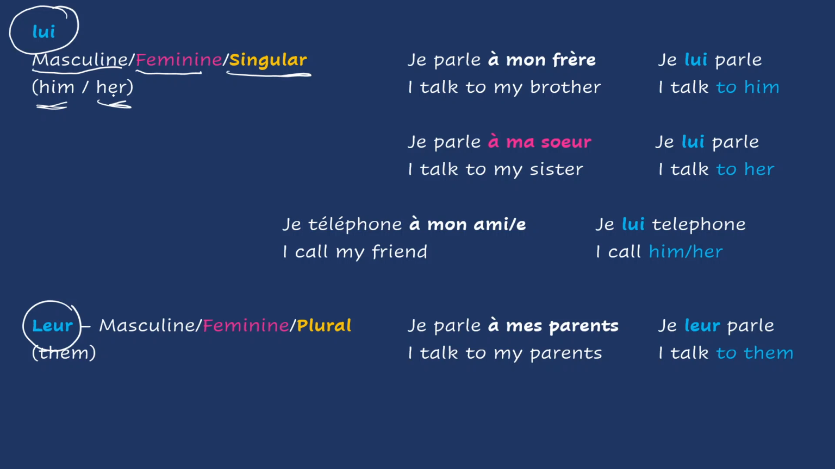For example, je parle à mon frère. You see the verb and then you add the preposition à. I choose to use that verb because it's obvious in English, it is to, so it's easier to remember and to recognize. Je parle à mon frère. I talk to my brother. Je lui parle. I talk to him.